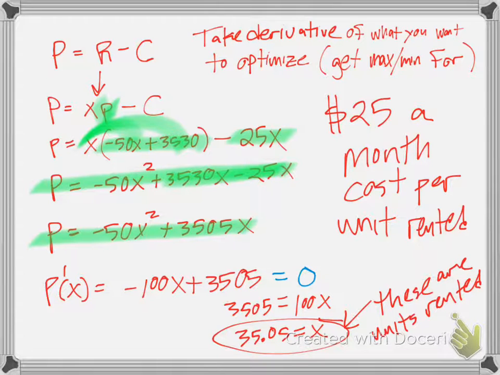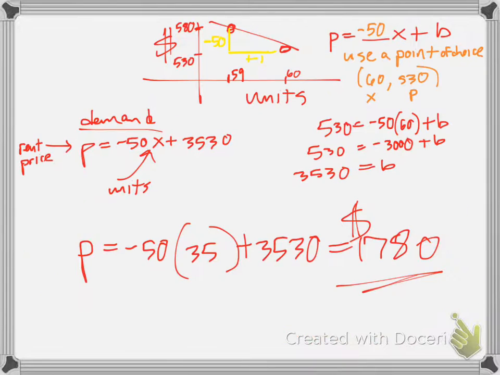Now, these are the units rented, and WebAssign's been a little iffy on how it's accepting these, but you can't rent a partial unit, so we would round this to 35 units. That's my perspective. Sometimes it wants you to round up and down, and it hasn't been consistent on your homework, and that's something you want to mention to me. If you think you got it right, but it just keeps marking you wrong, just let me know.